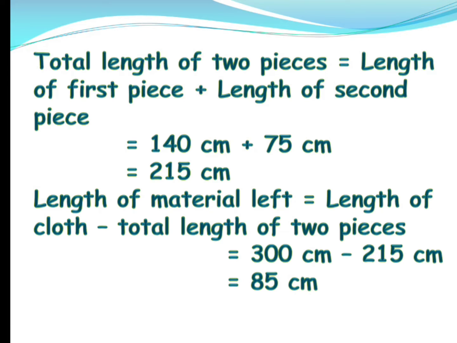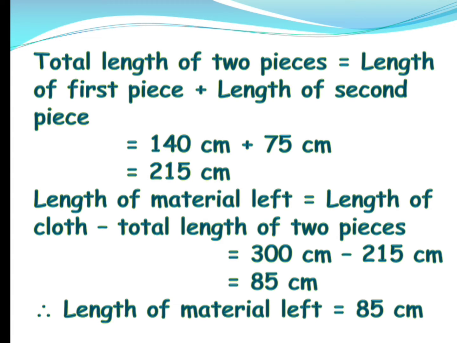Okay, here you can directly write like this, or else do it in your working column, rough column. 300 minus 215, subtract it and you can write it down. Okay, finally what you will write? So the length of material left is equal to 85 centimeters.